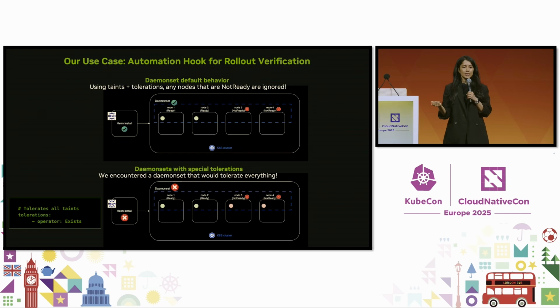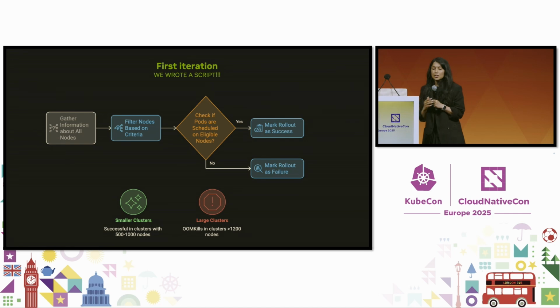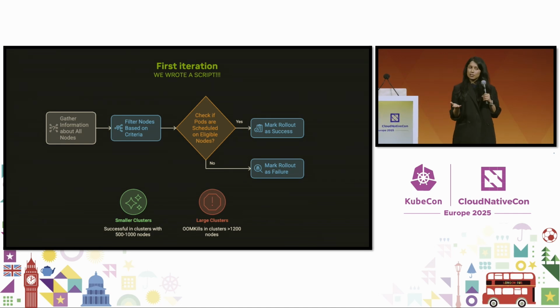This caused our daemon set rollout to fail, which marked our Helm deployments as failures. But our criteria was that we wanted to deploy on all nodes possible, but skip the nodes that are not ready. So how did we handle that? As any automation-driven team would do, we first wrote a script. In our first iteration, our script would basically get the list of nodes, check how many of them match the deployment criteria, and if the pods are coming up OK on those, it would mark the rollout as success. So we were happy with that.